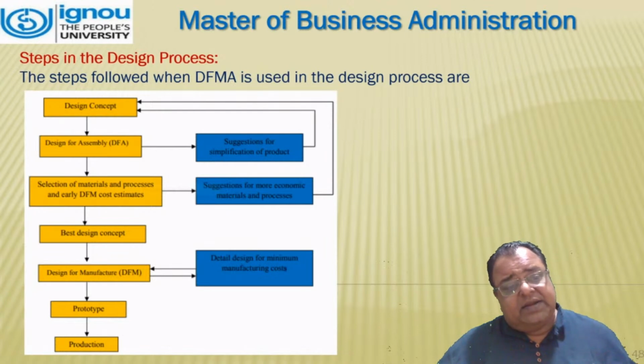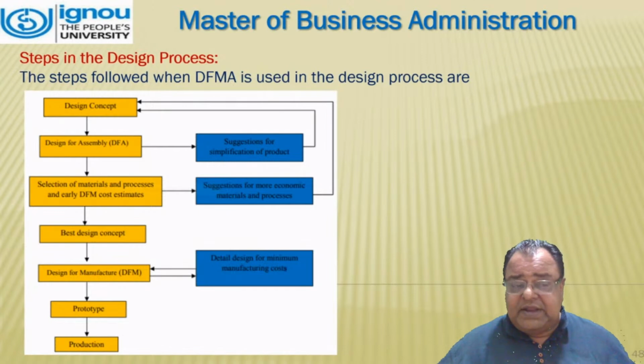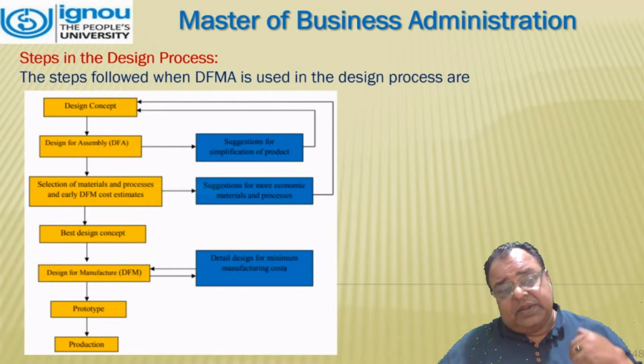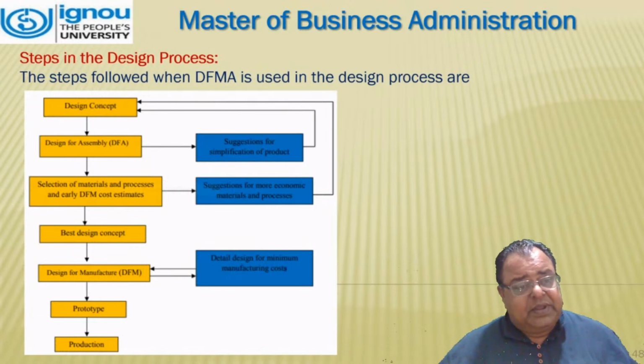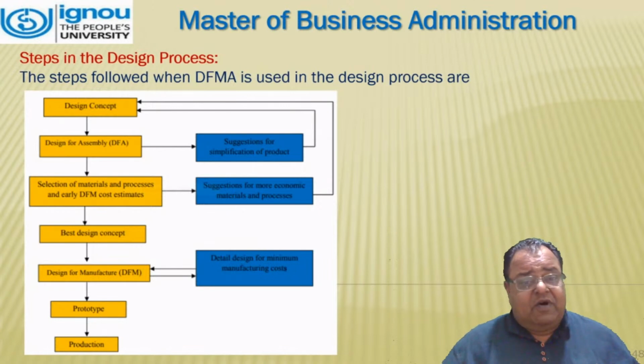But we can see that as far as the design concept is concerned, we get suggestions for more economic material and processes while we are doing selection for material and processes. Then that change has to be performed again at the design concept stage. As far as the assembly part is concerned, suggestions for simplification of the product need to be studied, and once that has been performed, again that is reported to the design concept.